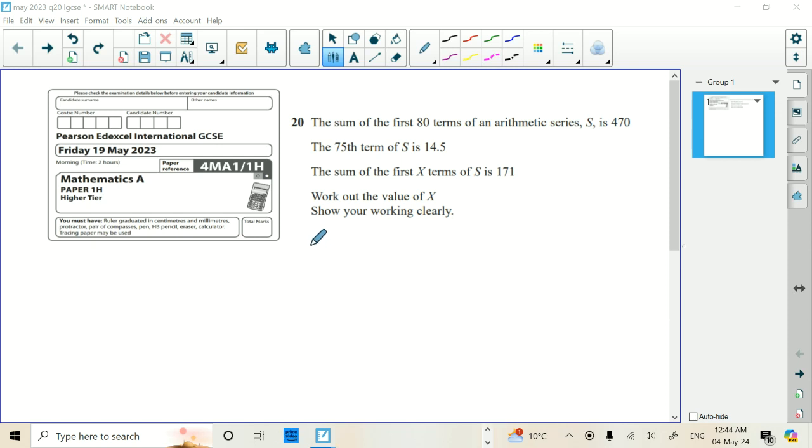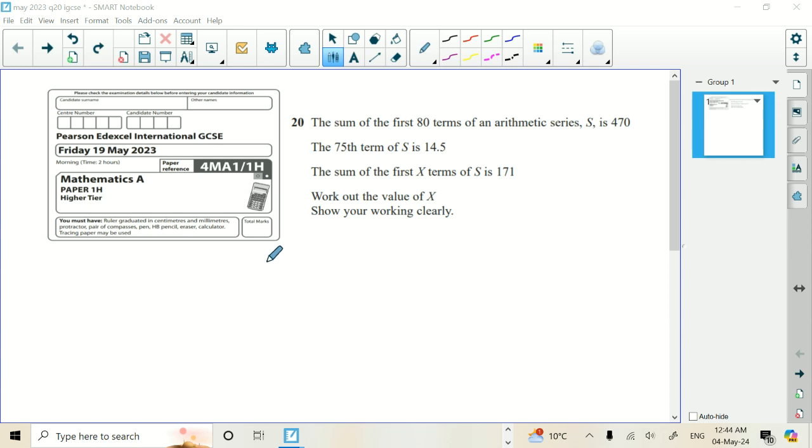The sum of the first 80 terms of an arithmetic series S is 470. The 75th term of S is 14.5. The sum of the first x terms of S is 171. Work out the value of x.